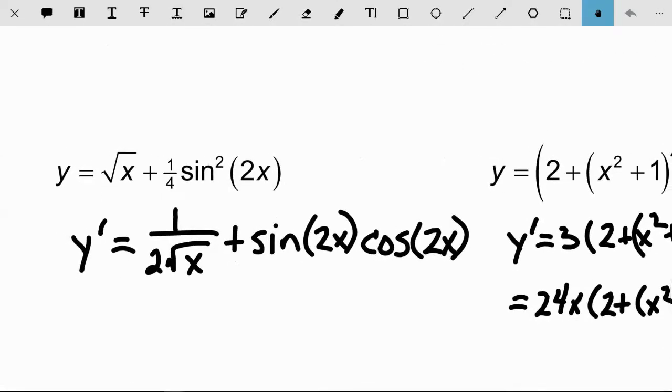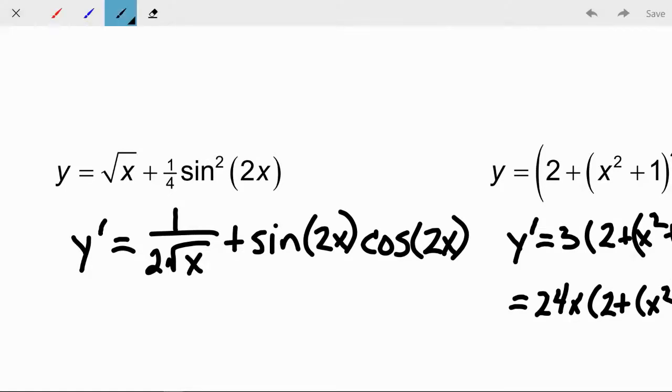Here we've got square root of x plus 1/4 sine squared 2x. This is another one where now the 2 is applying to the sine. So the sine's being squared, not the 2x. So pretty simple on that one.